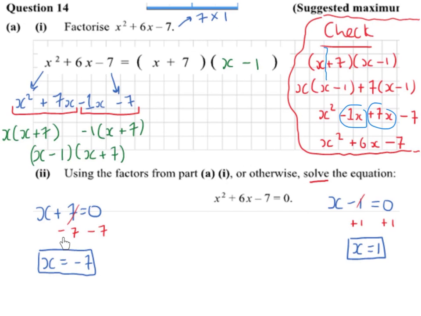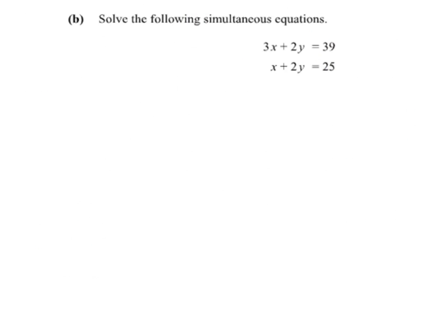If I minus 7 to the left, I must minus 7 to the right. So I can cancel those out, and I get x is equal to minus 7. Then I'm going to let the right set of brackets also equal to 0, so x minus 1 equals 0. Then I'm going to add 1 to both sides to get rid of the minus 1. And I'm going to have x is equal to 1. So solving the equation, I get two x values, x equals minus 7, and x is equal to 1.